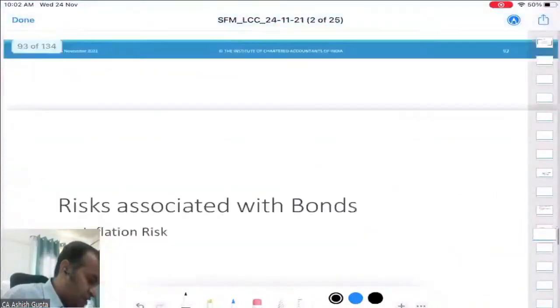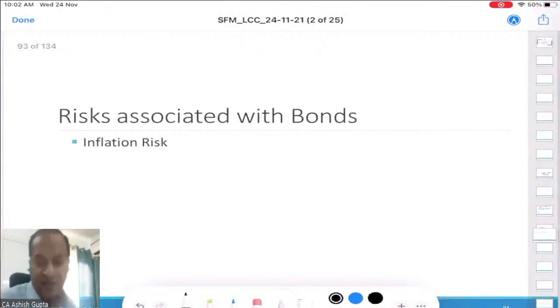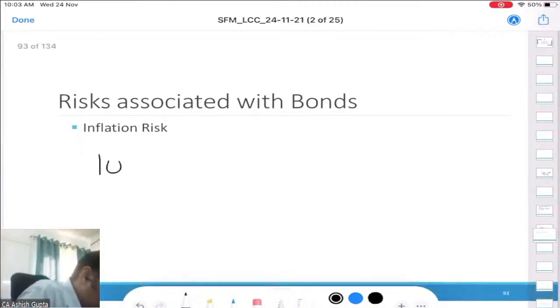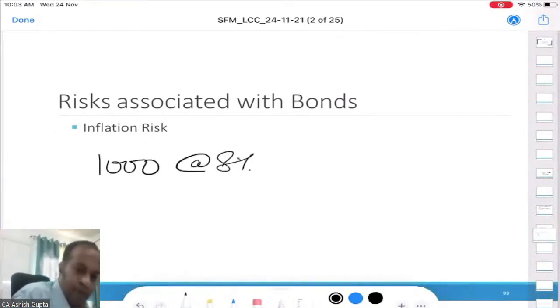Now the next very important risk is inflation risk. In India, we are also facing it. Your family, your parents or maybe your grandparents, may be saying that the time has changed a lot, because the interest they get on their FD is not proving enough, because due to the high inflation rate, there is a loss. I'll just give you a very small example. Suppose today you invest 1,000 rupees at the rate of 8%.